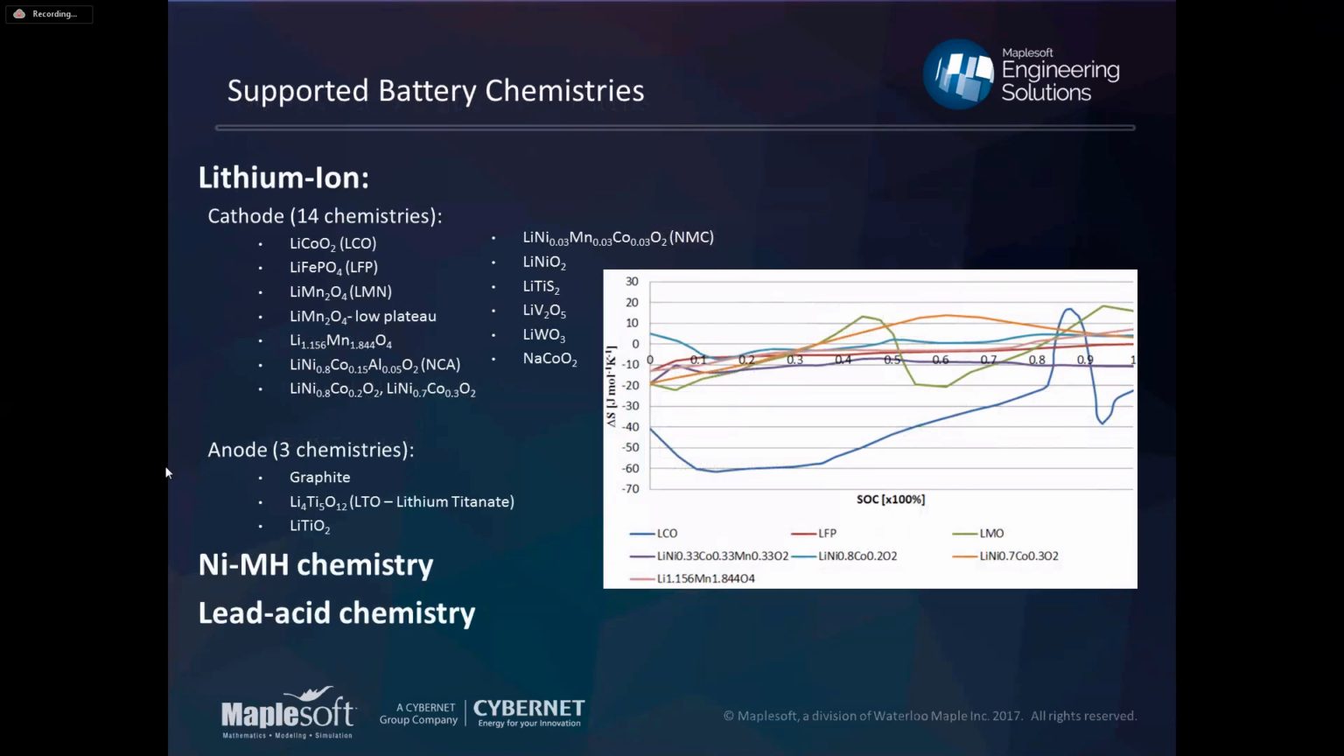For the lithium-ion models, there are 14 cathode and 3 anode materials, covering most of the commercially available materials on the market. The graph shows an example of entropy changes for a subset of cathode materials available. We can notice that the different materials have a considerable impact on the entropy change.